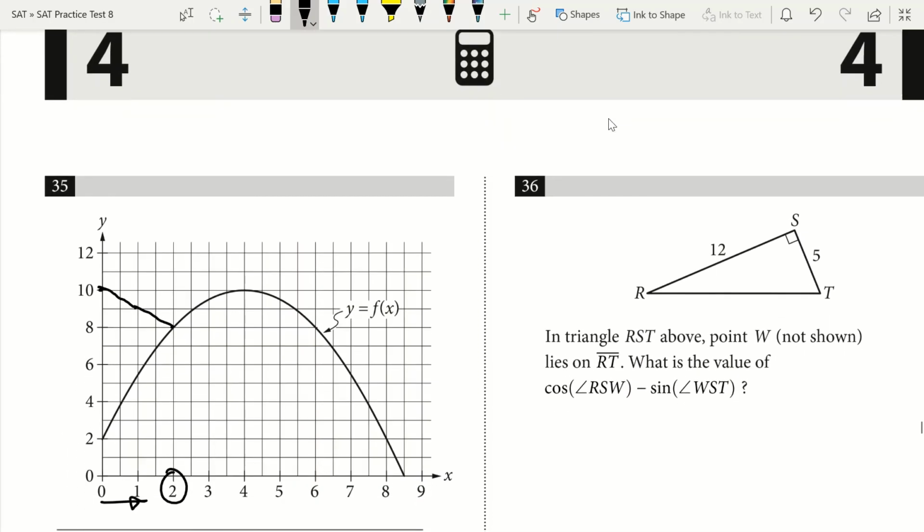In triangle RST above, point W, not shown, lies on RT. What is the value of cosine RSW? So I'll just go ahead and put this point on so you can just see it, right? We'll just call W right here. All right. What is the value of cosine angle RSW minus the sine of angle WST, which would be this angle here? Well, here's what I see when I see this.